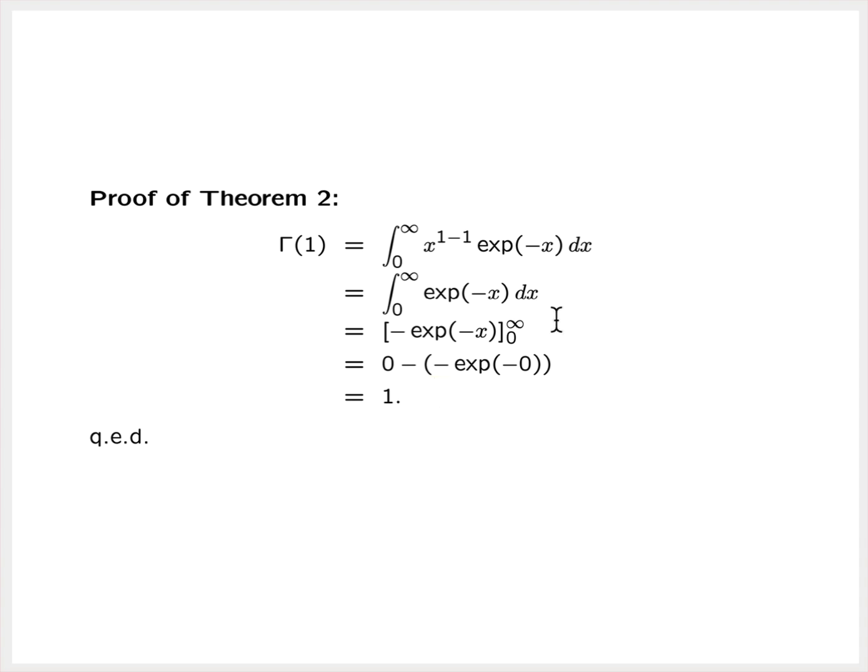That integration result is shown here as well, all right? But you may remember it from when we talked about the exponential distribution. So we've shown that the gamma function evaluated at 1 is equal to 1.